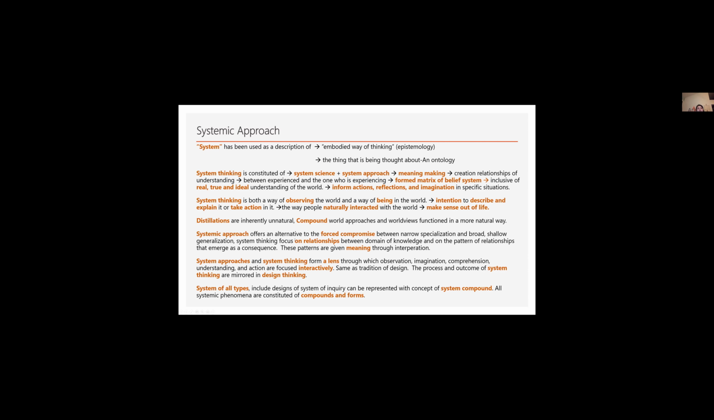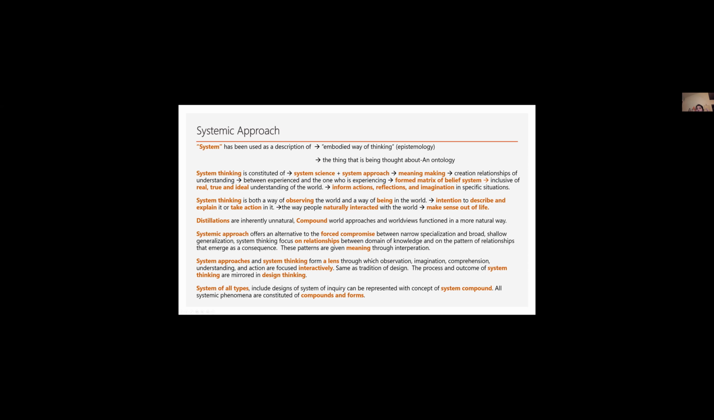Systematic approach offers an alternative to the forced compromise between the narrow specialization and broad shallow generalization. System thinking focuses on relationship between domain of knowledge and the pattern relationship as emerge as consequence. The pattern also gave meaning through interpretation. I think this mentioned the system, because the system is a structure, so it's not distillation. So it's not simplified. That's why you have this house, you have this structure, and then you can have a very decorative wall or you can have very simple wall, but still the same structure. I think that's how system works.